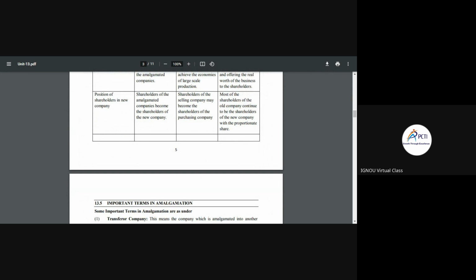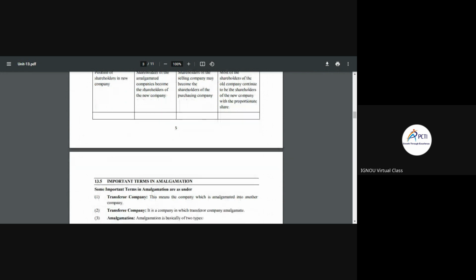Next one, the position of shareholder in a new company. The shareholders of the amalgamated companies become the shareholders of the new company. Next, the shareholders of the selling company may become the shareholders of the purchasing company. And in the case of reconstruction, most of the shareholders of the old company continue to be the shareholders of the new company with the proportionate share.